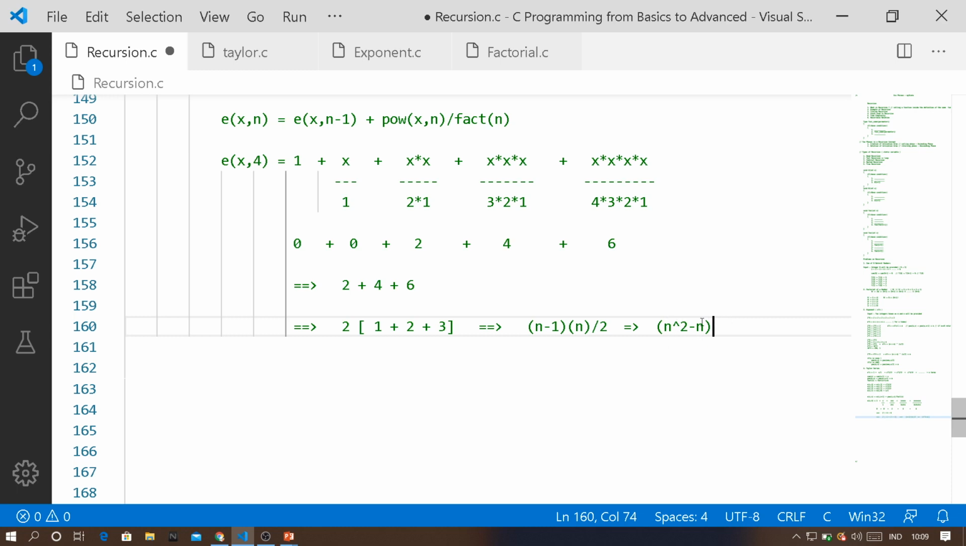Which is the largest term? N square is the largest term. So now I have proved to you that multiplication is responsible for the n square time complexity. So multiplication is what is taking more time in the previous method that we have seen.